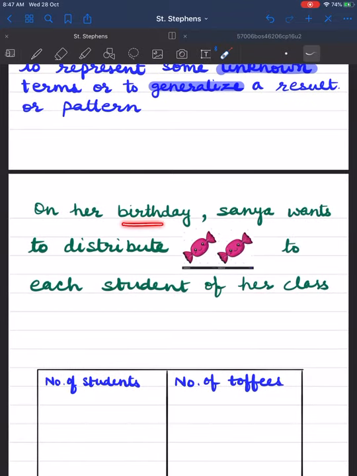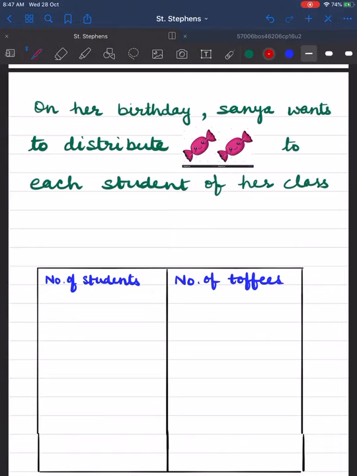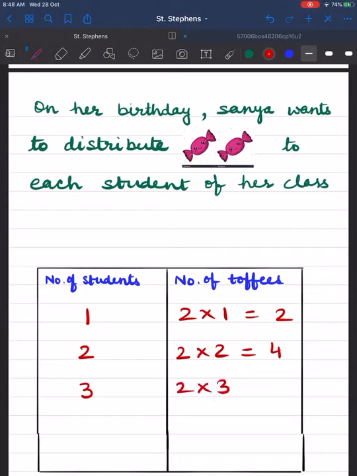On her birthday, Sanya wants to distribute 2 toffees to each student of her class. Now let's make a table and write in one column number of students and in the second column number of toffees. If there is 1 student, number of toffees required is 2 into 1, which is 2. If there are 2 students, number of toffees required is 2 into 2, which is 4. If there are 3 students, the number of toffees required is 2 into 3, which is 6. If there are 4 students, number of toffees required is 2 into 4, which is equal to 8, and so on.